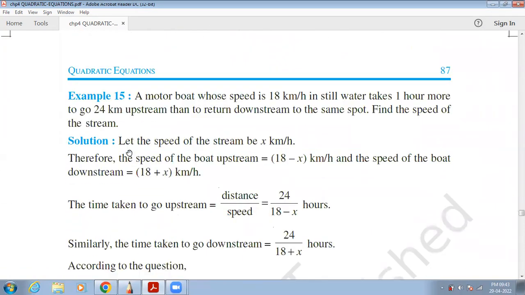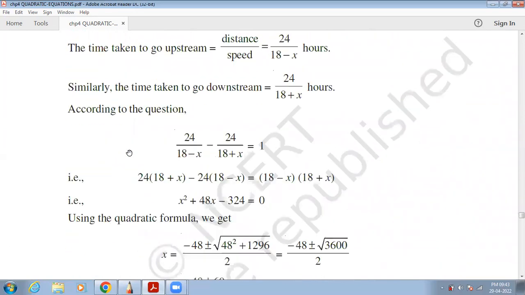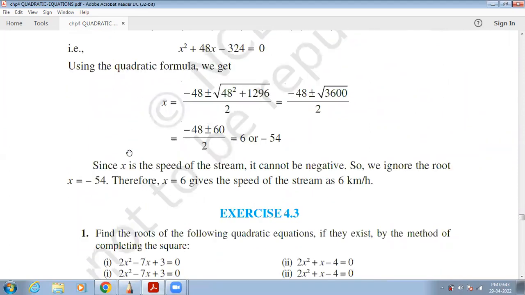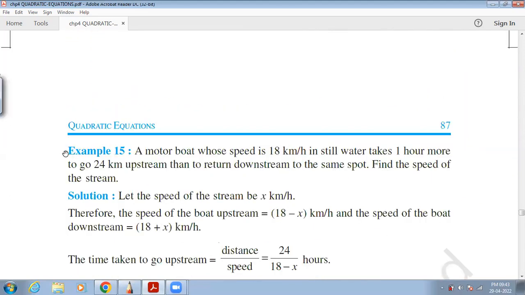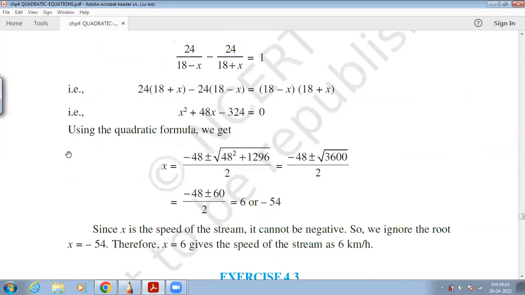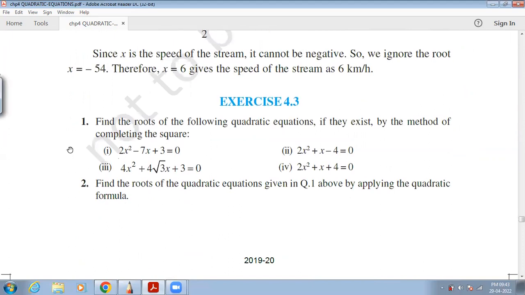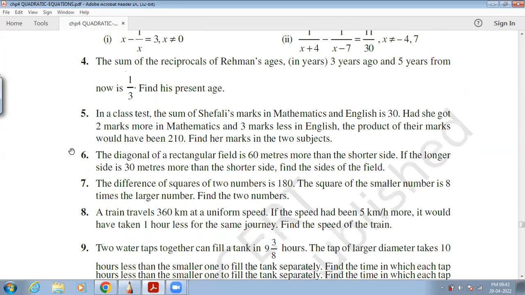So moving further ahead. This one is an interesting problem. Example 15 is again an important one. The answer is all up there. Please do the question. All right.